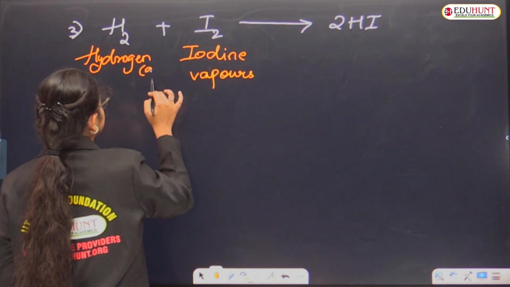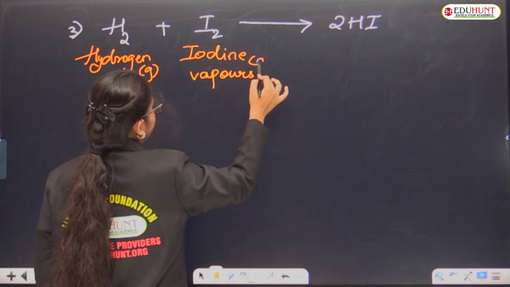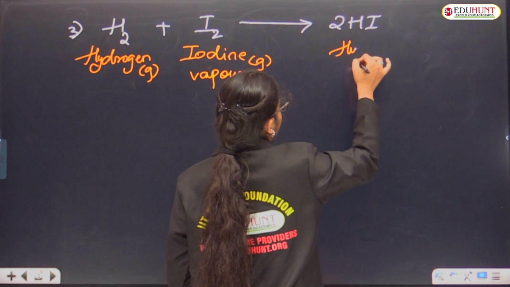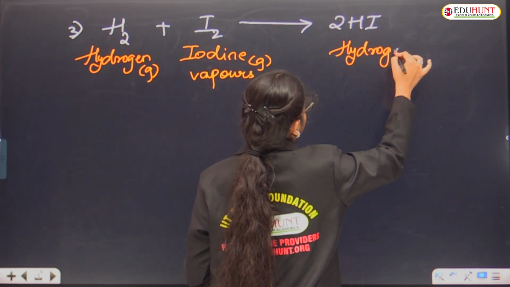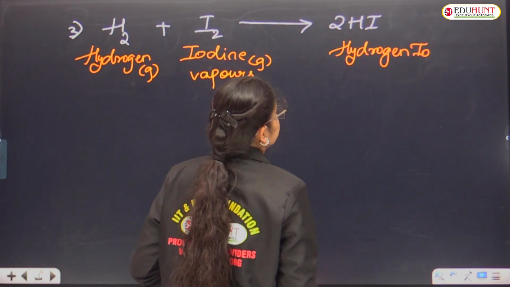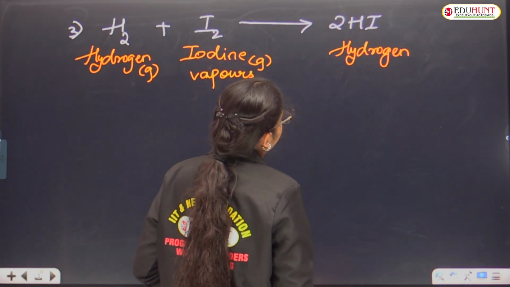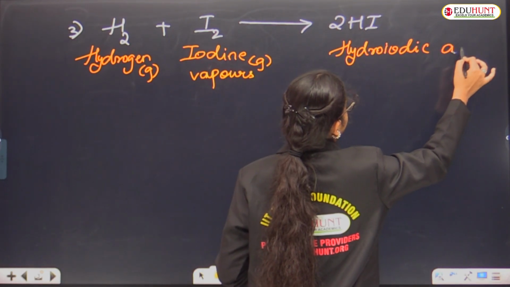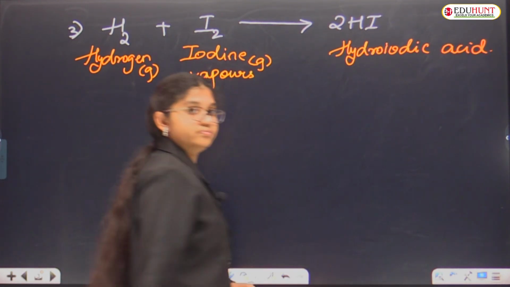Okay, this is the gaseous state, and this is iodine vapors in the gaseous state. And this undergoes to give hydrogen iodide, or else hydroiodic acid. Once again, hydrogen iodide or hydroiodic acid we can write. Hydroiodic acid. Clear, no? Okay.